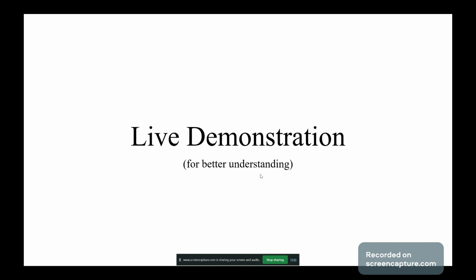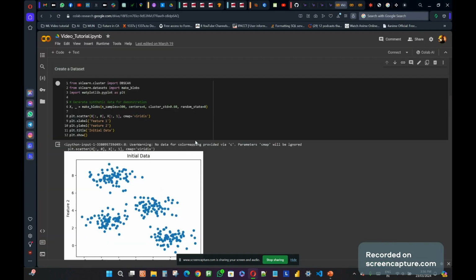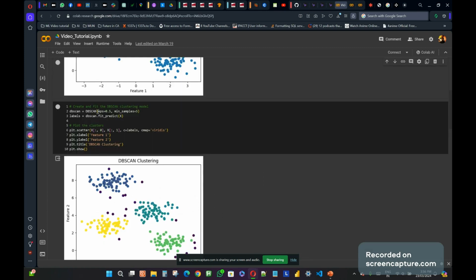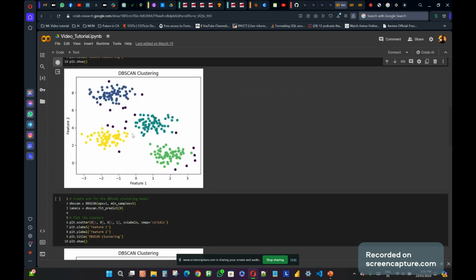So to understand it, let's take a very simple visualization and hop on to Google Colab for that. Here you can see the initial data that I have plotted from 300 random samples. Now, using the DBSCAN algorithm, we can set the epsilon and the min samples to some size, which clusters the data quite well. We can see the noise points present in purple.